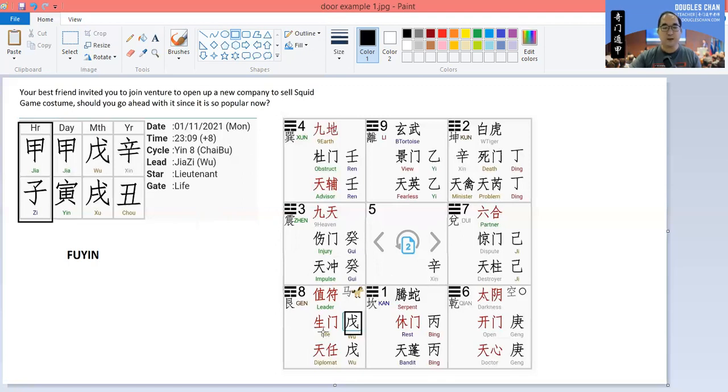Box number 8 is telling us the representation of all the different symbols, where we've got the leader, life, and a diplomat. In this diplomat itself, there is also a horse. Horse tells us that this is something either unstable or probably related to overseas. If this venture is going to be selling Squid Game costumes, it's likely to be overseas. So the not-being-stable may not really apply in this situation.